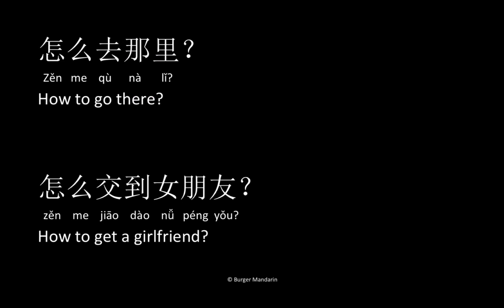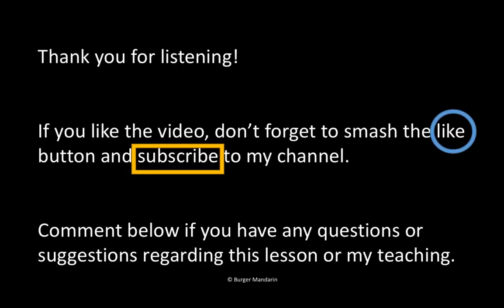And if you want to say how to get a girlfriend, you can say 怎么交到女朋友? 怎么 means how to. 交到 means get. 女朋友 means girlfriend. 怎么交到女朋友?